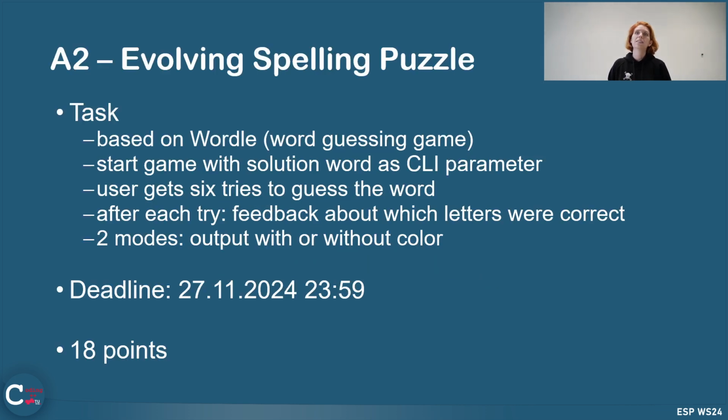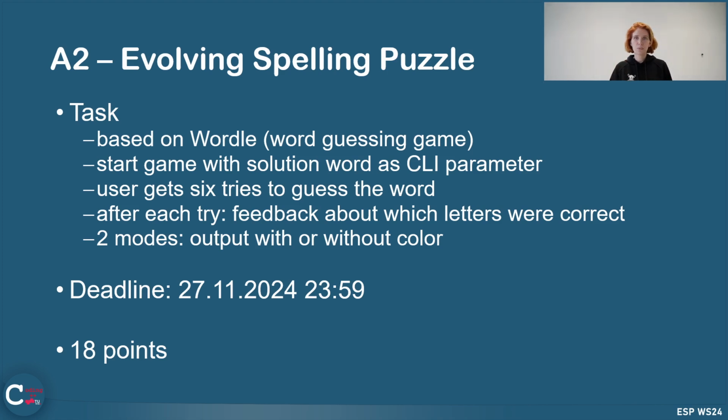Your task for assignment 2 is what we call the evolving spelling puzzle, because we like puns. The task is based on Wordle, which is a word guessing game, which you do not need to know to do the assignment, but maybe give it a try. There are lots of websites where you can try the game. And the goal of the game is to guess a 5-letter word in 6 tries.